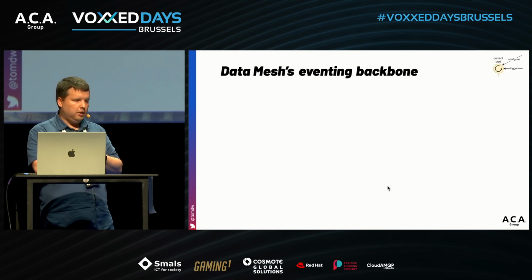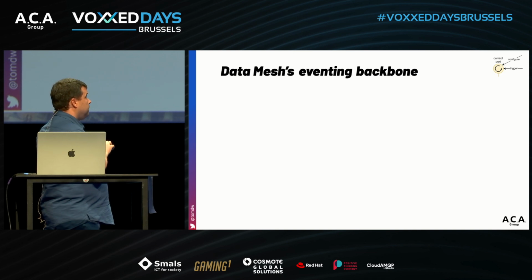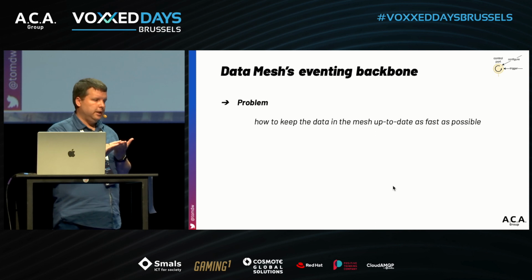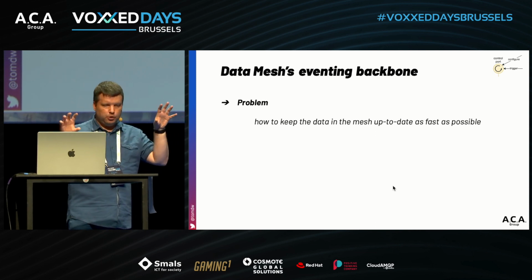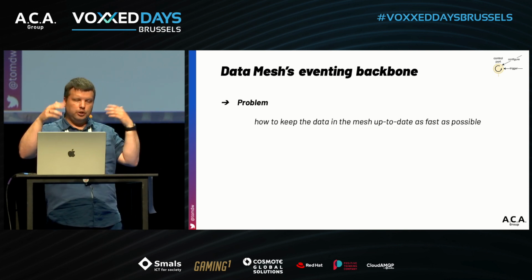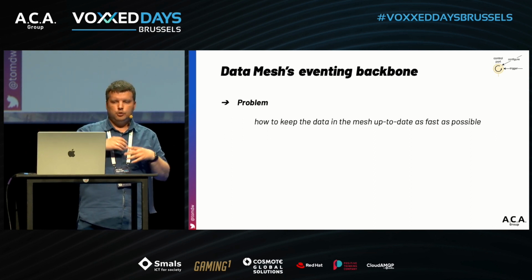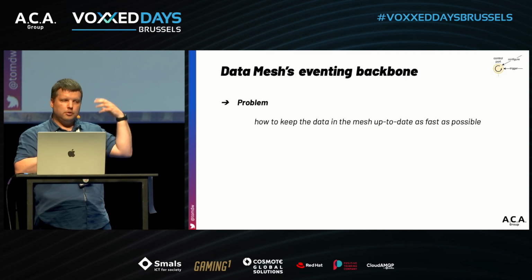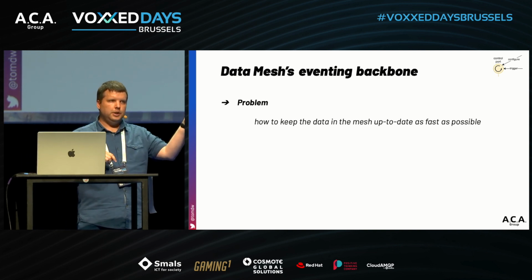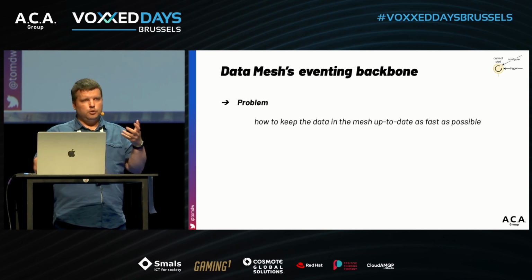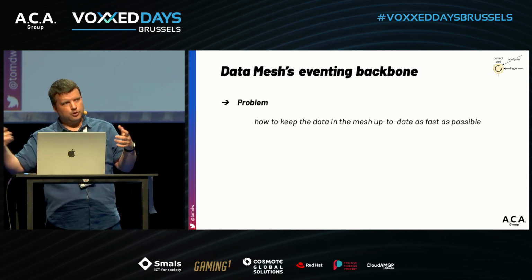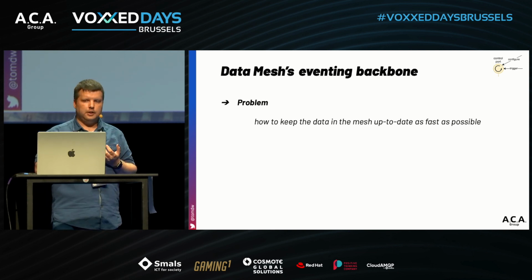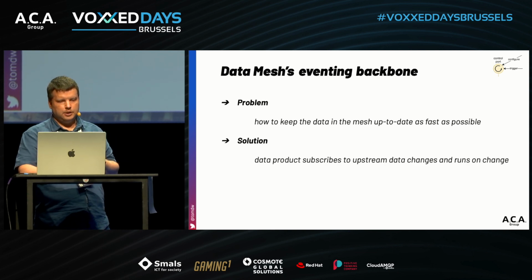And a last, more mesh-wide capability I want to illustrate is something of an eventing backbone. What's the problem? When you have a mesh, a network with different data products, each working on their own life cycle, getting new versions, things like that, and they're connected with each other. When, for example, a data product on a source system gets updated and gets a new version of the data, you of course want to have the whole network of data products being up to date as fast as possible so that you can have fresh data in your data mesh.